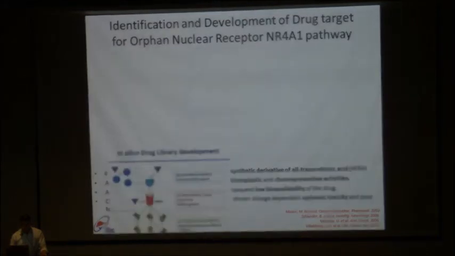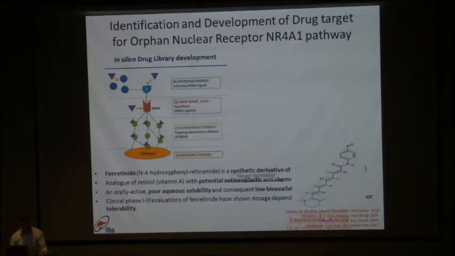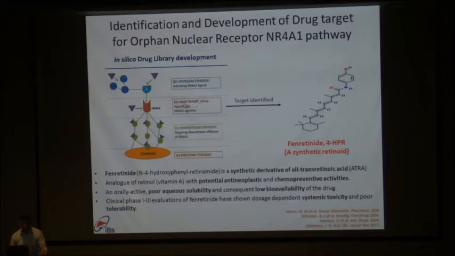The first challenge was how to find a molecule that can regulate the NR4A1 pathway, because it is an orphan nuclear receptor. First, from an in silico drug library, we identified a molecule called fenretinide that has structural activity relationship affinity with the NR4A1 receptor. Fenretinide is a trans-retinoic acid derivative that we utilized to target this receptor present on the HSCs, and it has anti-neoplastic and chemopreventive activities.